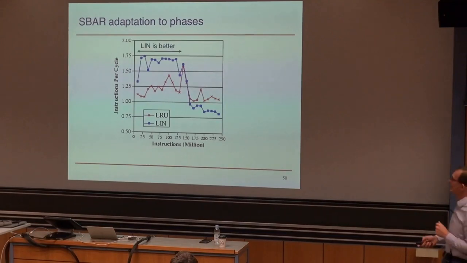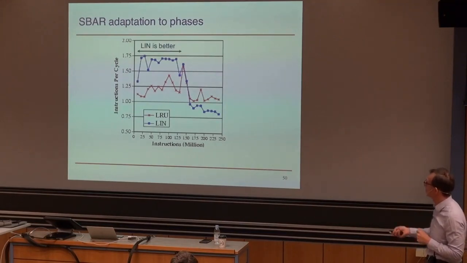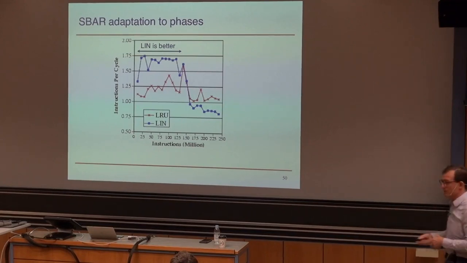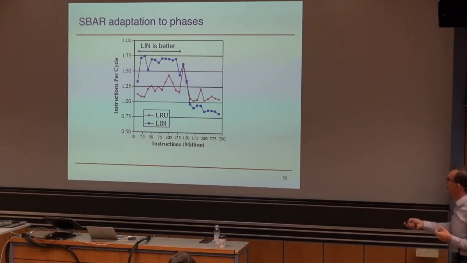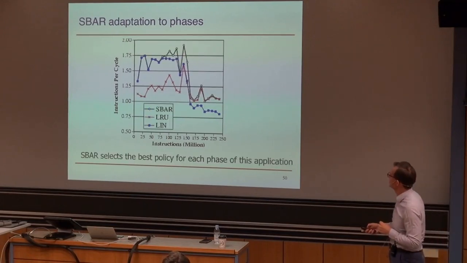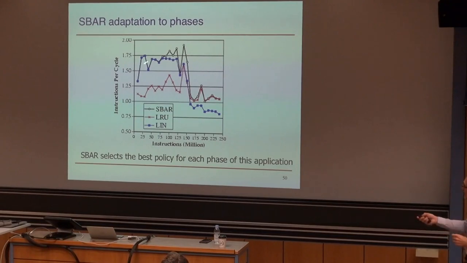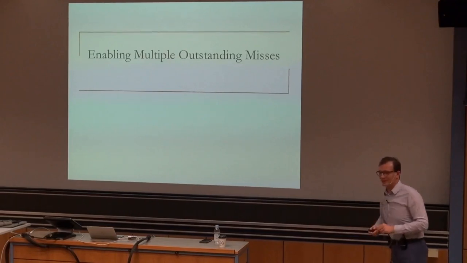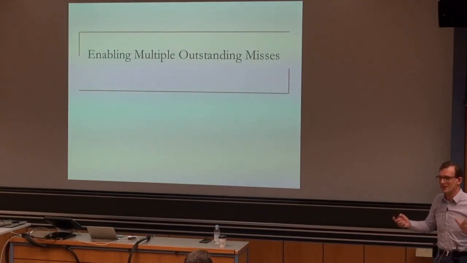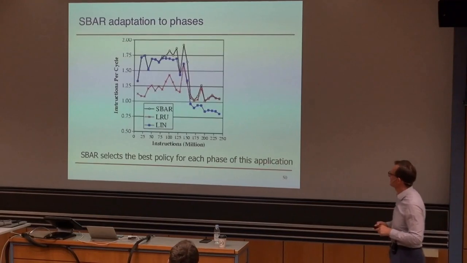And this is one example of the adaptation to the phases. So it turns out for this workload, this linear policy is better for a while, but then LRU becomes much better because the reference behavior of the workload changes at a relatively fine grain, and you can adapt to that fine granularity change if you're doing this sampling-based adaptive replacement. This is IPC, and you can see that you're tracking the best one as much as possible, and sometimes you're doing better because of synergistic effects. Okay, any questions? Well, now you know the hybrid replacement also, which could come in handy at some point.